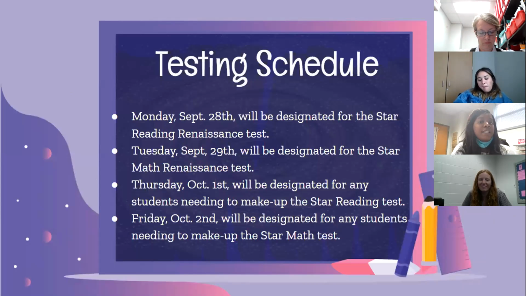So testing schedule, I just want to go over this again. Monday, September 28th will be the designated day for the STAR Reading Renaissance test. Tuesday, September 29th will be the designated day for the STAR Math Renaissance test. And then on Thursday, October 1st, if any students need to make up their STAR Reading test, they can go ahead and do so on this day. And then Friday, October 2nd will be the designated day for students to make up the math test.